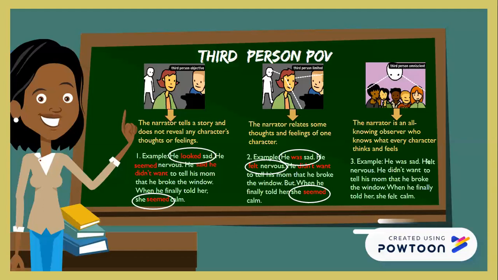And the last one is third person omniscient. I hope I said that right. That means that the narrator knows the thoughts and feelings of all the characters in the text. Let's look at example number 3. He was sad. He felt nervous. He didn't want to tell his mom that he broke the window. When he finally told her, she felt calm. He was sad, and mom felt calm.